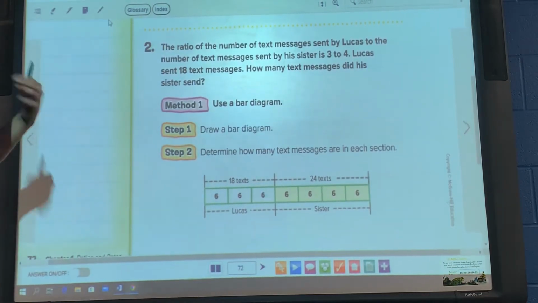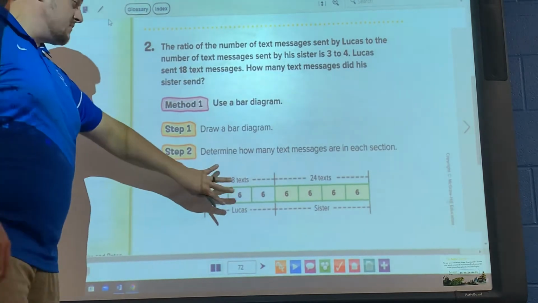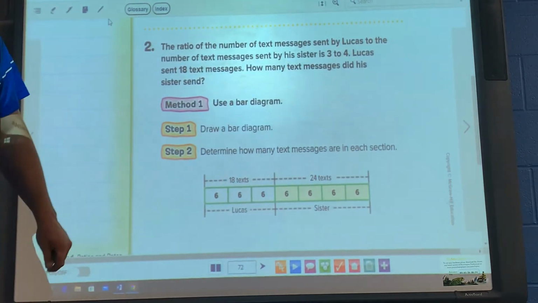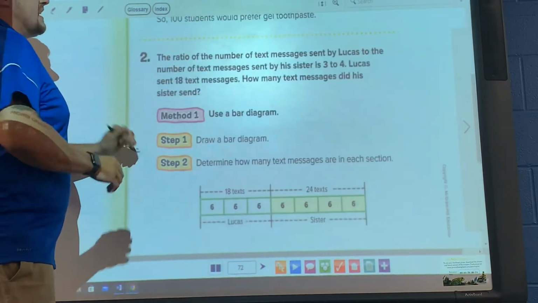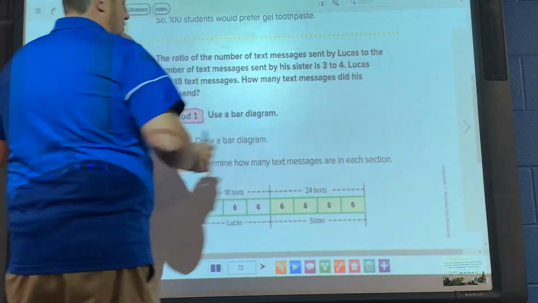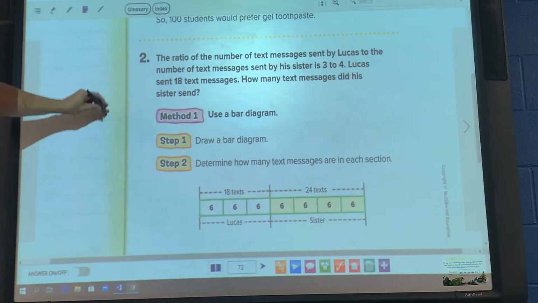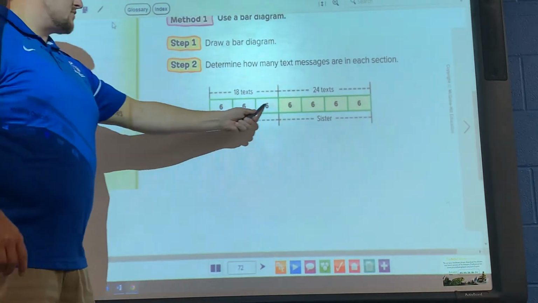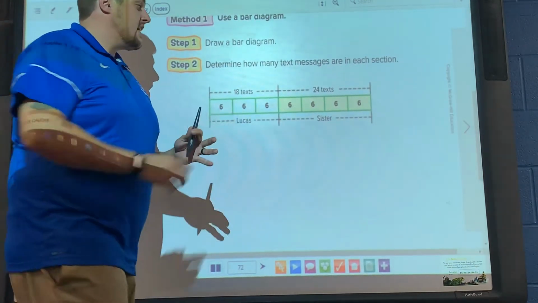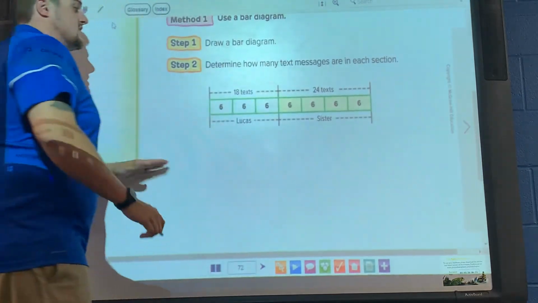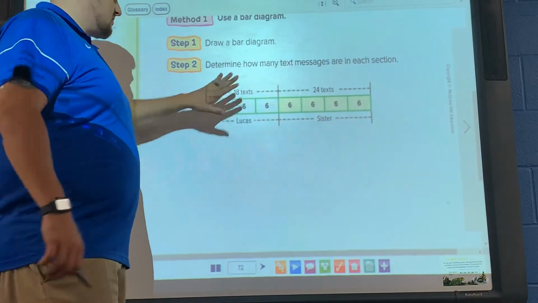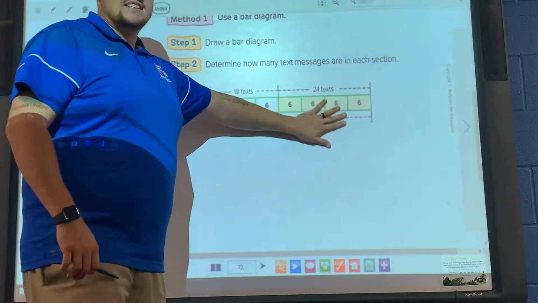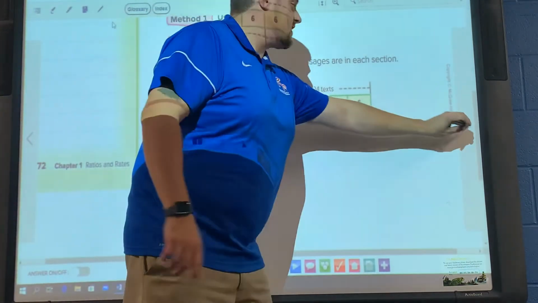Okay, so like I said, there's two different ways of doing this. The bar diagram, which is all right, you can draw it all out. So draw the bar diagram, and since this is 3 to 4, Lucas had 3 parts, his sister had 4 parts. Well, each of these breaks down to 6 apiece. Each part is 6, so that'd be 18 for Lucas, and his sister sent 24.